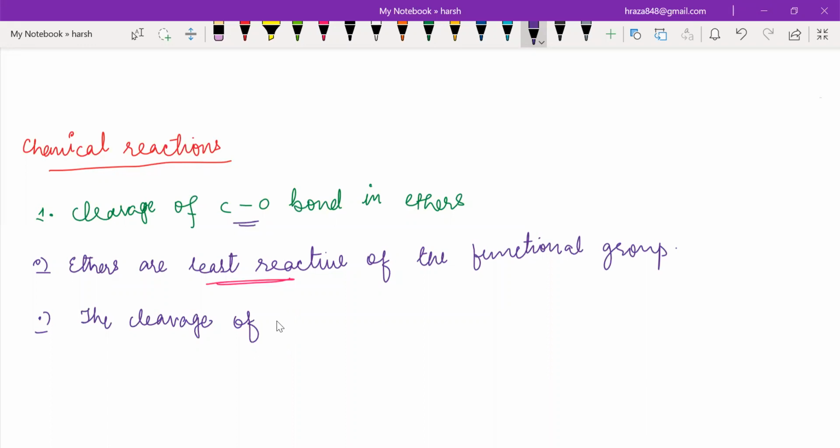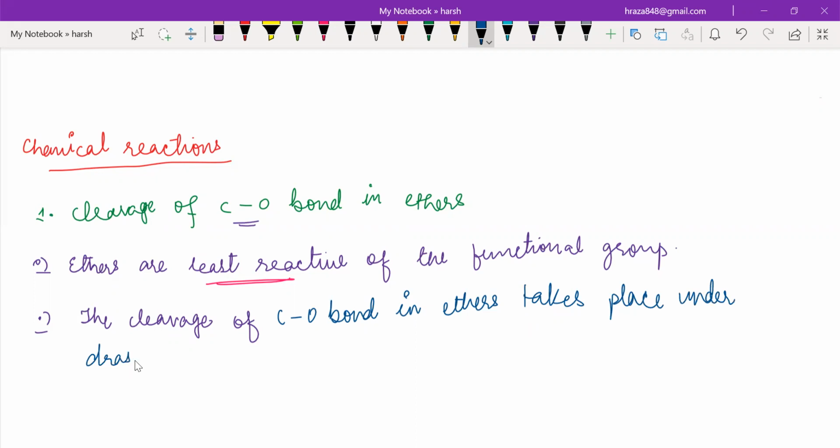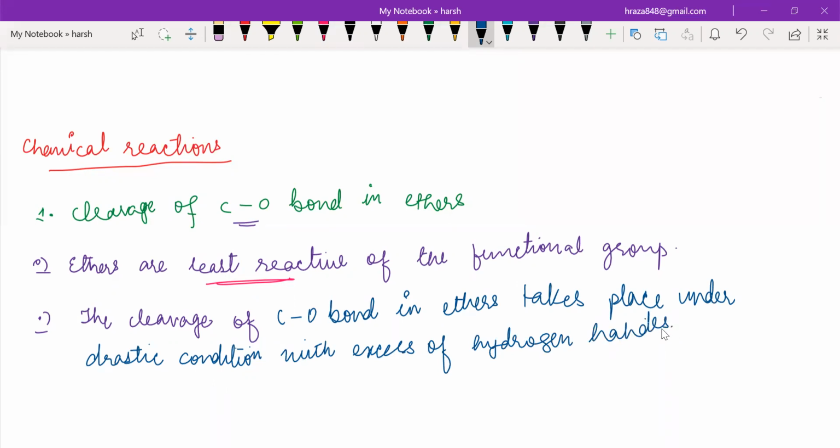The cleavage of CO bond in ethers takes place under drastic conditions. Why is it so? Because it is very stable. With excess of hydrogen halides.